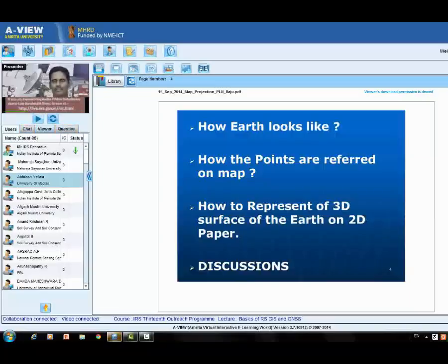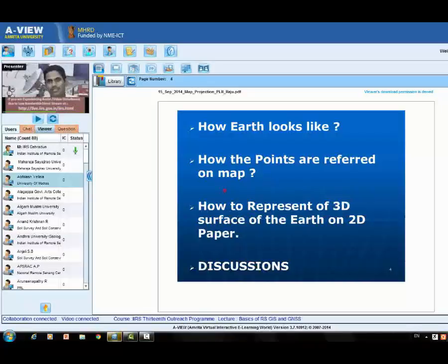In my lecture, what I am going to cover is how the Earth looks. Is it completely a sphere, or an ellipsoid? Is it a uniform surface, or are there undulating surfaces on it? And how do we represent points on the Earth on a map? Basically we have curvilinear coordinates, shown as latitude and longitude in degrees, and then what we want for the projections.